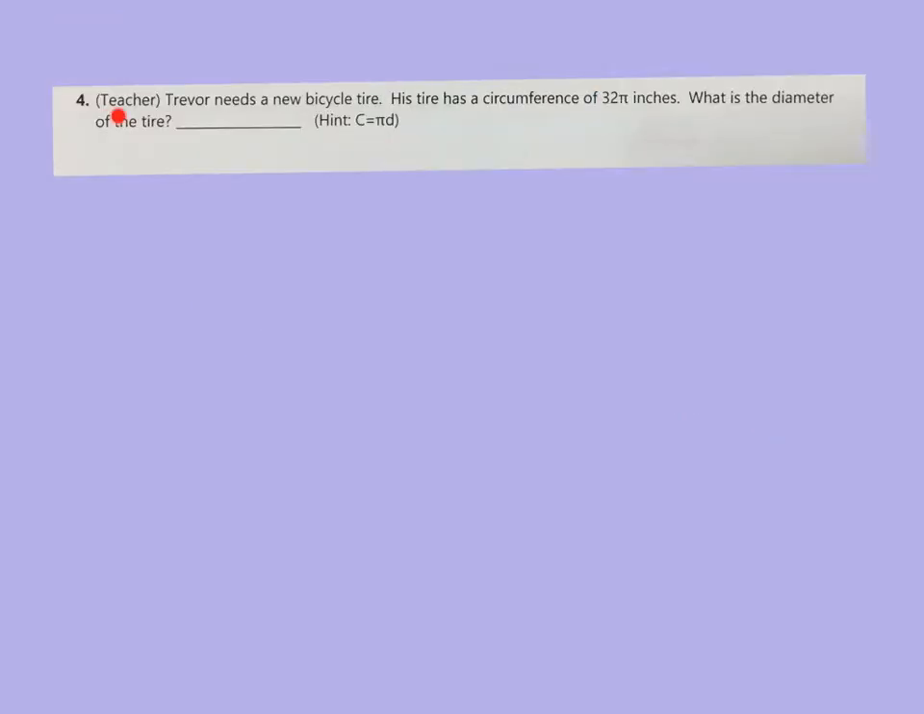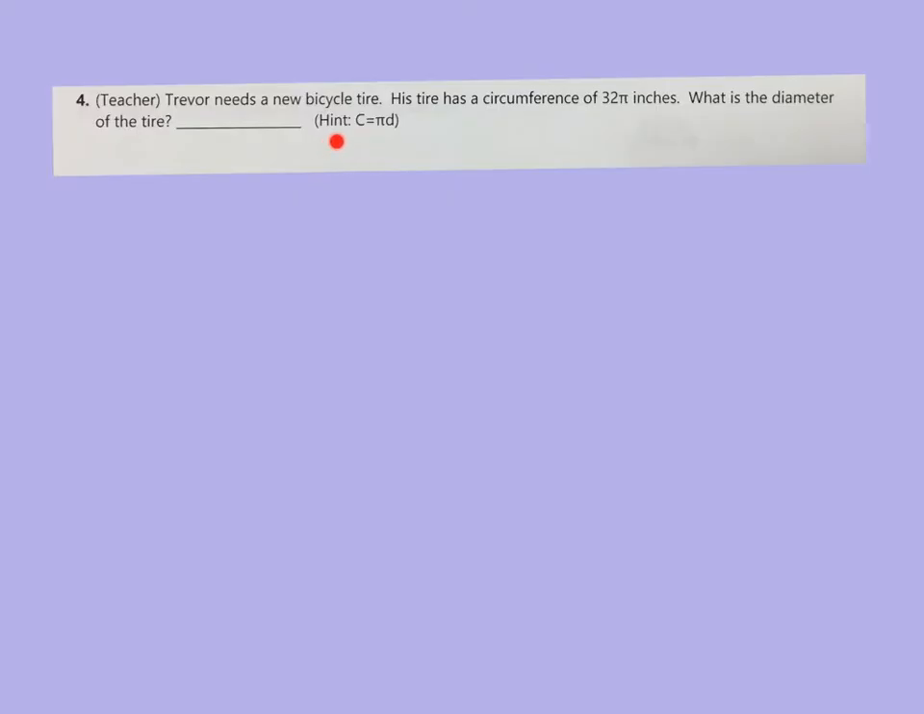The next question is a little bit tricky, so pay attention. Trevor needs a new bicycle tire. His tire has a circumference of 32 pi inches. So it's telling us the circumference, and it's just including pi. It doesn't multiply 32 times 3.14. It's just saying 32 pi inches. What is the diameter of the tire?